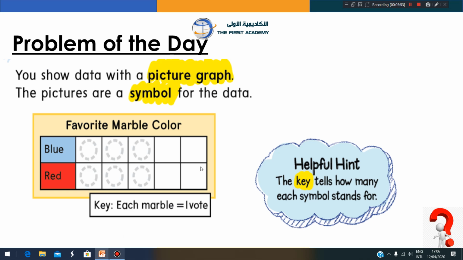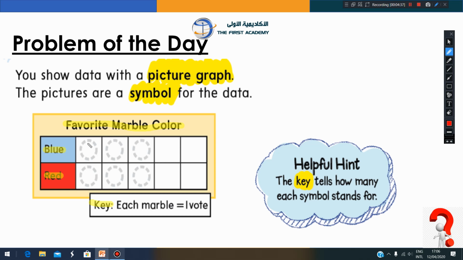Now here in this picture graph, it says the favorite marble color. Every picture graph must have a title. The title is very important in every picture graph so you know what type of data you are reading. Now, they are given the data about marbles. Favorite marble color, and they have 2 colors, blue and red. Now the key is that each marble means 1 vote. So each drawing that you will see means 1.